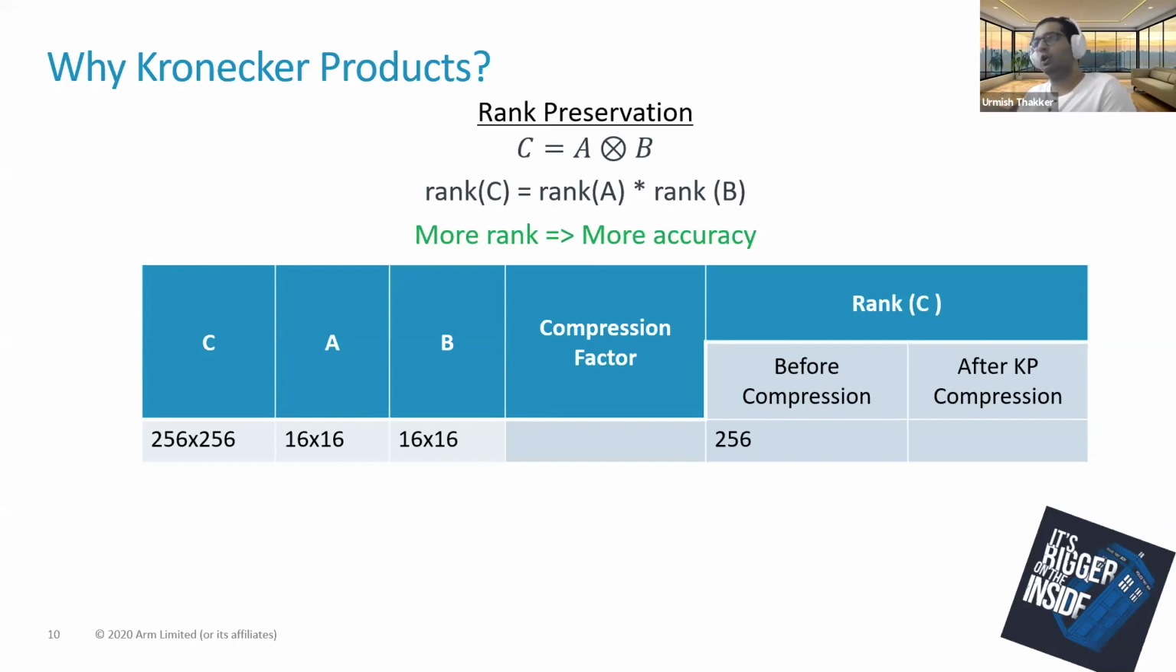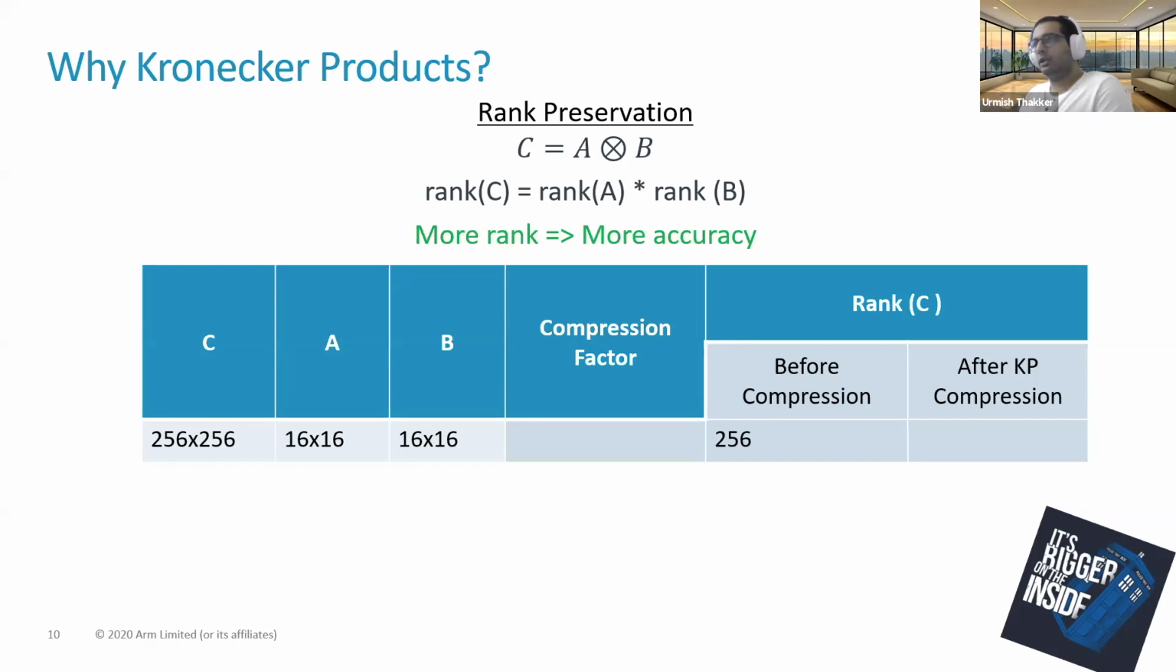For people who are not familiar with what the rank of a matrix is, the rank of a matrix is the notion of capturing the expressibility of a matrix in a neural network. So the higher the rank of a matrix, the more expressible that weight matrix is in your neural network. And if the weight matrix is more expressible, that means you might end up with a higher accuracy for an application during training.